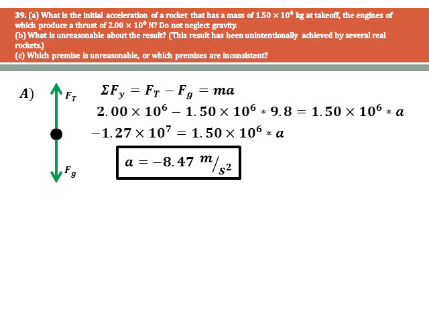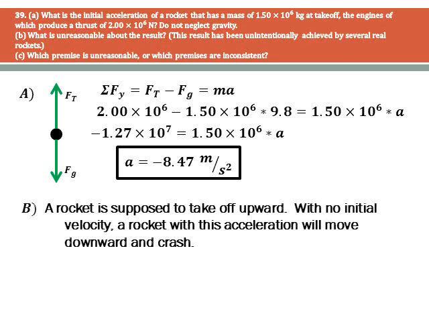Well, if you want a rocket to take off and the initial velocity is 0, it's just sitting there, then you want the acceleration to be positive because it has to move upward. So the rocket is supposed to have a takeoff that is upward, and the initial velocity being 0, the rocket needs to have an acceleration that's upward, so a downward acceleration means it's going to crash.